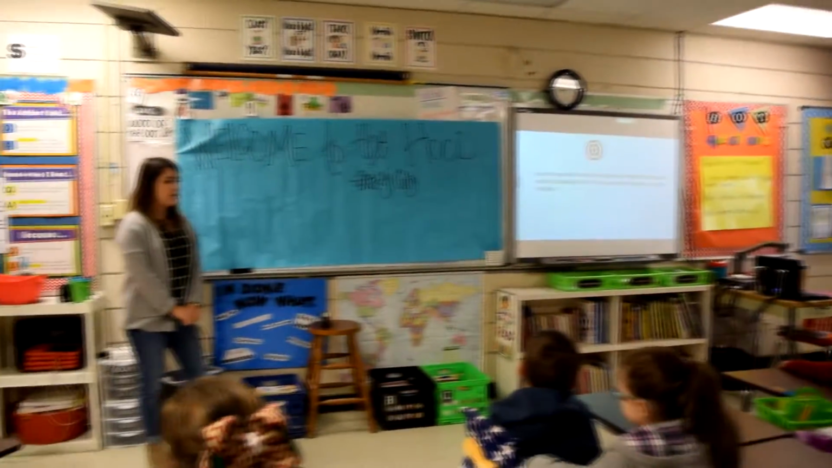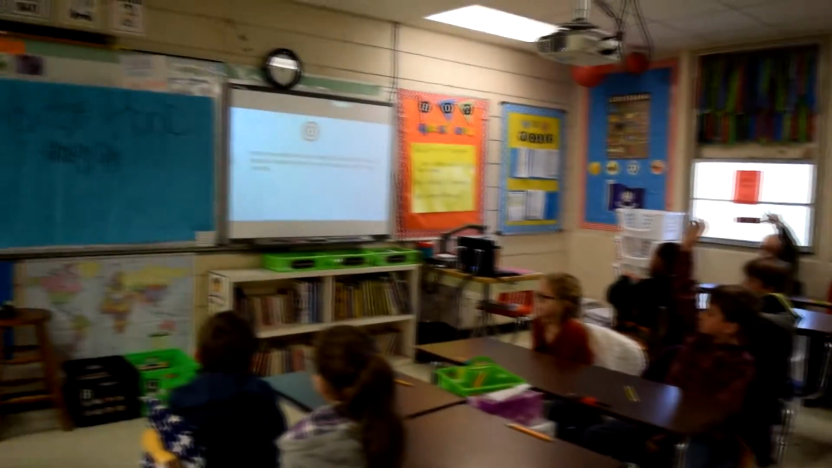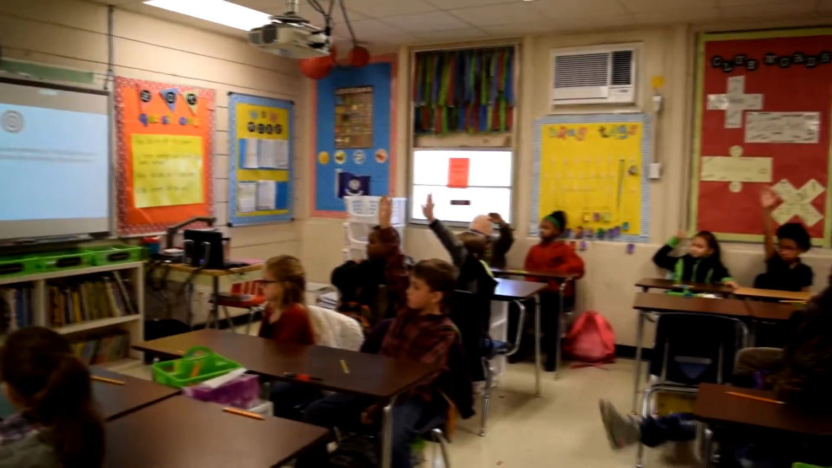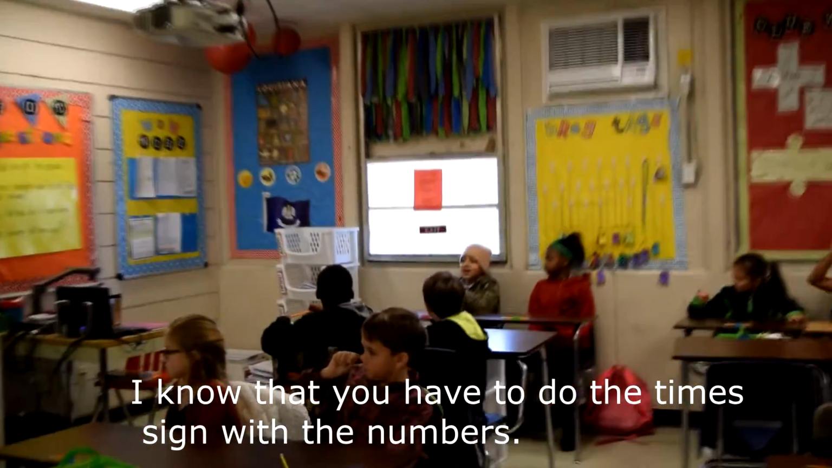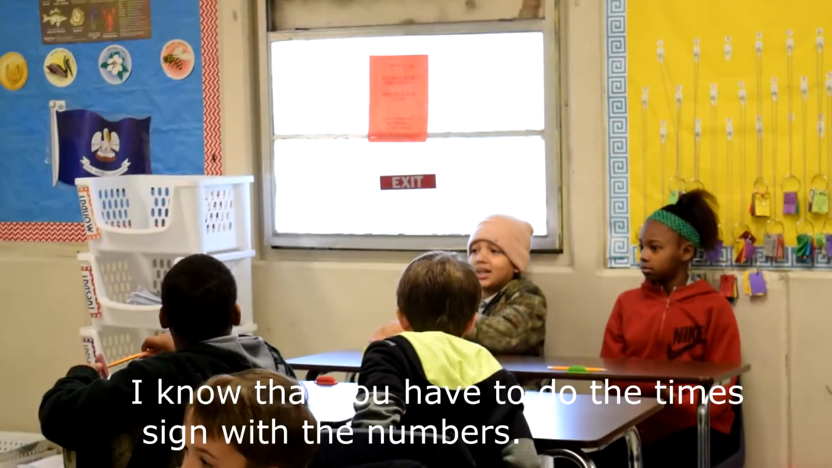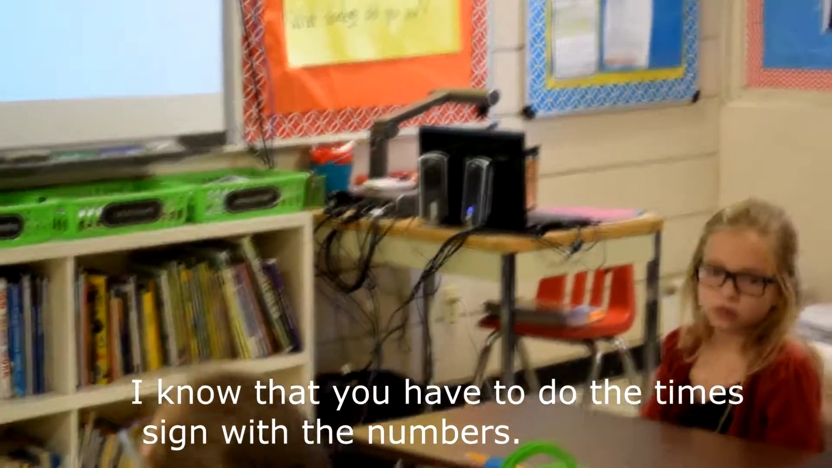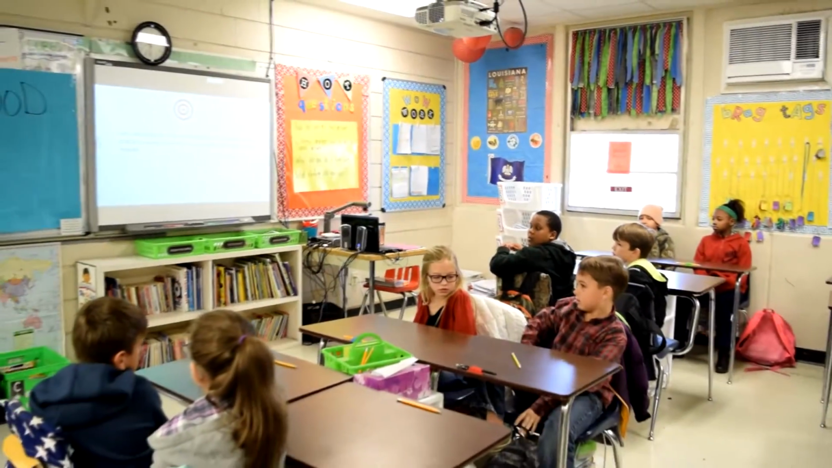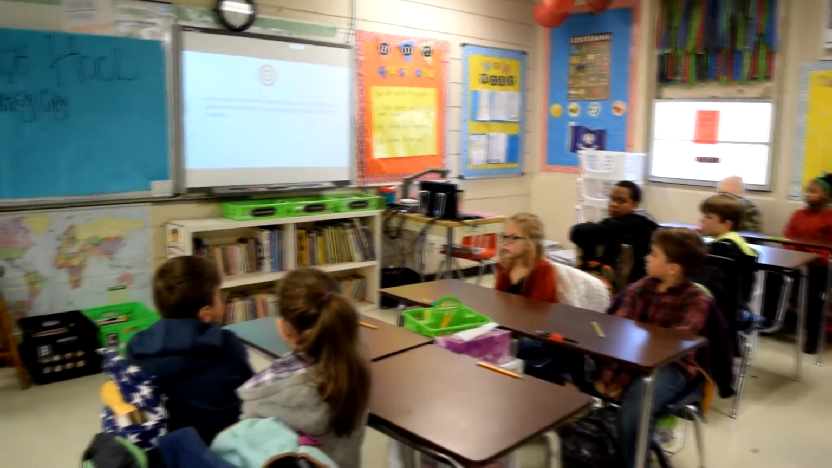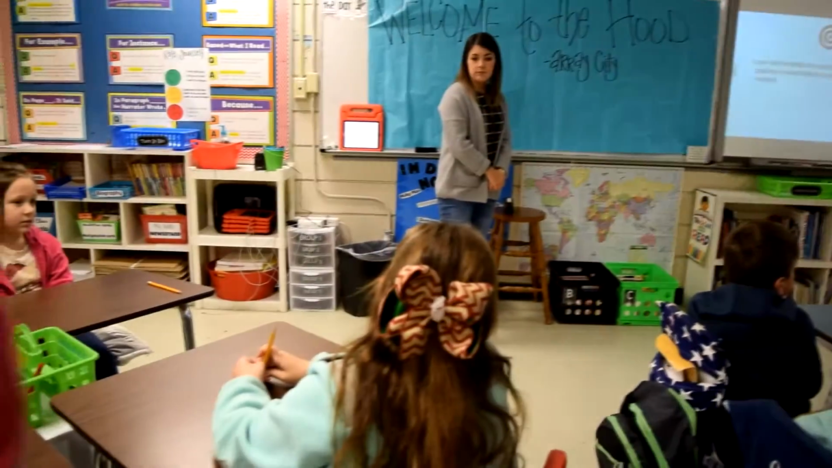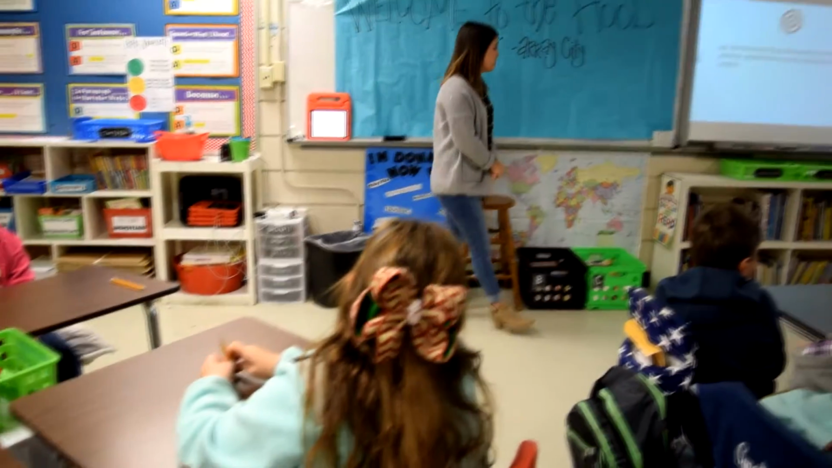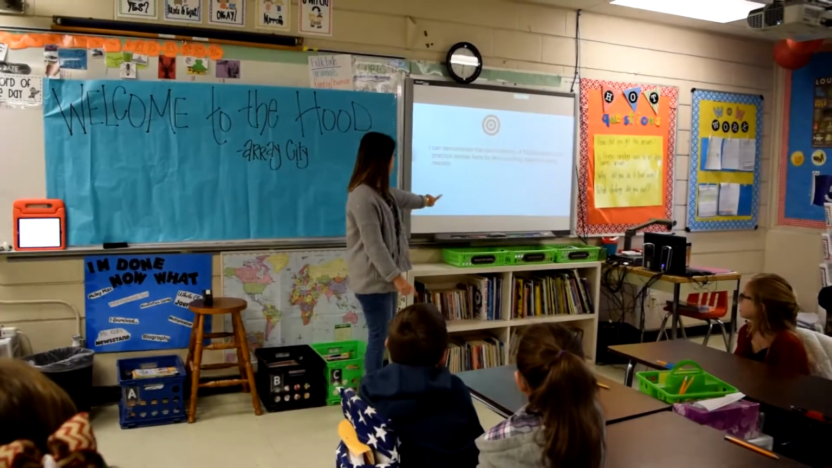Very good. Another word we know. Jalea. Multiplication. Somebody tell me what they know about multiplication. Danny, what do you know? I know that to do this you have to do the times sign. Very good, with the numbers. Good. Times. Bryce? Array. We talked about an array. Good job. Manny? Anything times 0 is always 0. Very good.